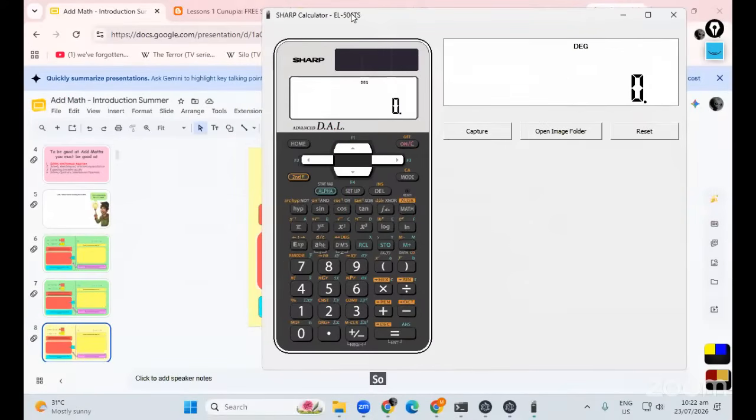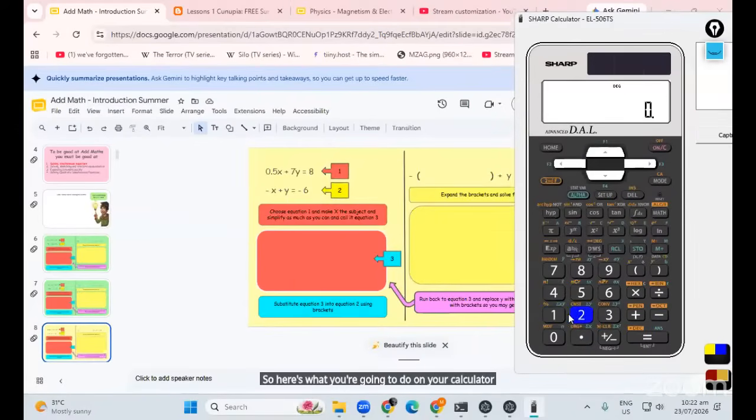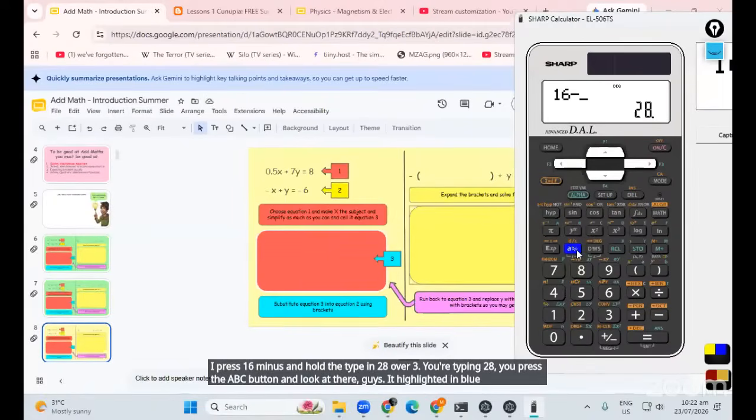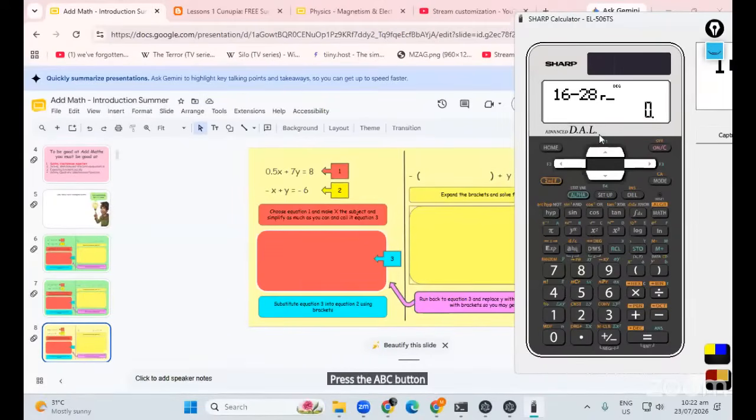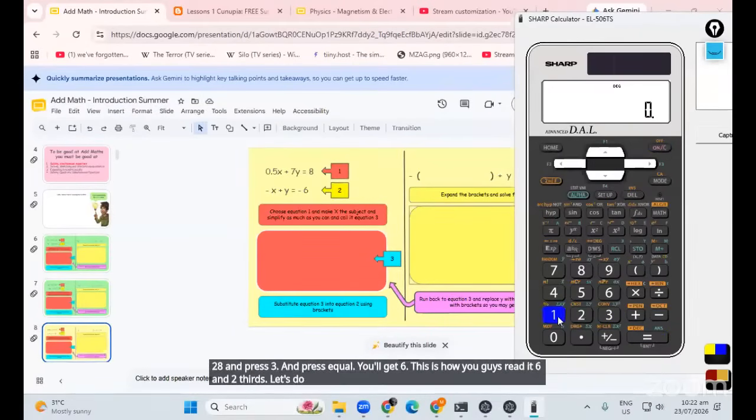So here's what you're going to do. On your calculator, I only have a Sharp calculator. I don't know how to do it on the Casios. I press 16 minus, and to type in 28 over 3, you type in 28, you press the ABC button here. Look at that, guys, it highlighted in blue. Press the ABC button, you'll see a letter R. Type 28, press 3 and press equal. You'll get 6 and 2/3. This is how you read it.